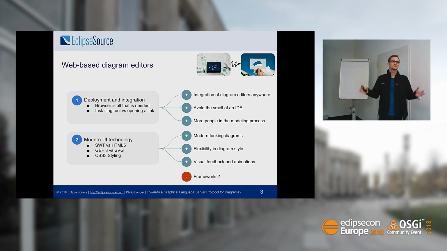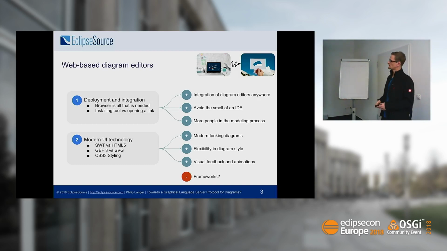It is sort of an IDE-like application, right? And eventually this allows us to include more people in the modeling process, and that's really an opportunity I see here. Of course, there is also another huge advantage, and that's modern UI technology. HTML5, SVG, CSS3, these are all technologies where there is a lot of drive and a lot of innovation going on, and so they really make it much easier to provide modern-looking diagrams, have very flexible diagram styling, and also things like visual feedback and animations are way easier to integrate than, for instance, with GEF3.